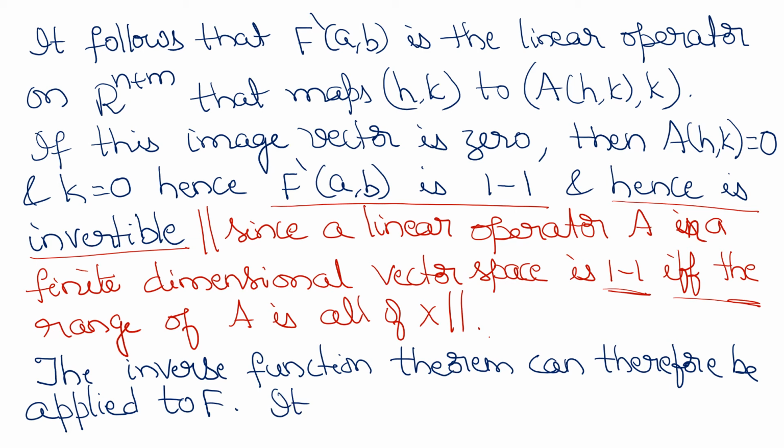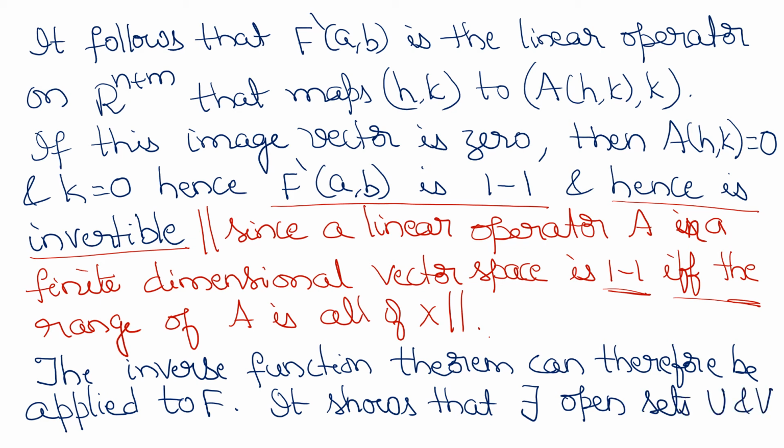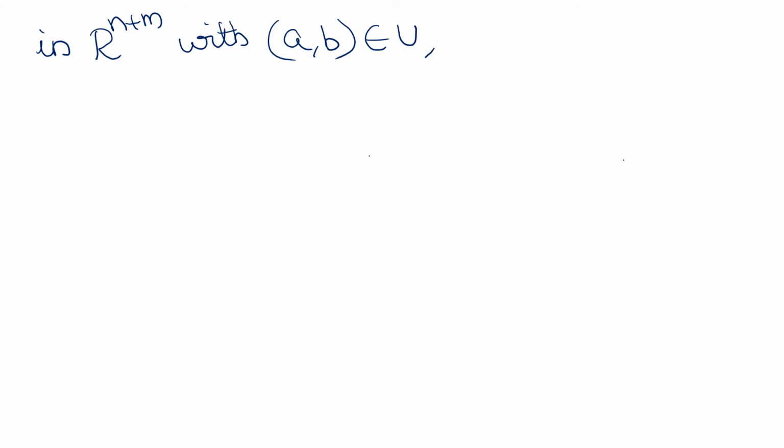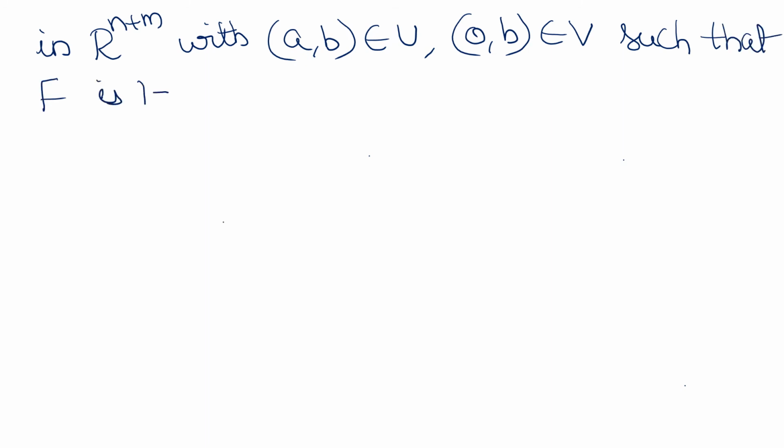So it shows that there exist open sets U and V in R^(n+m), with (a, b) belonging to U and (0, b) belonging to V, such that F is a one-one mapping of U onto V.